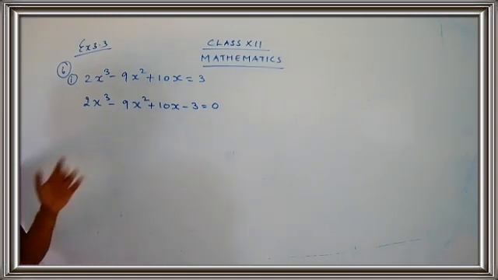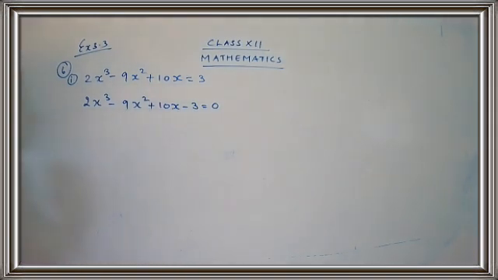Okay, children, a trial and error method. Try for both. If you get success in the first step, stop. Enough. If you are not getting success in the first step, try for one more. So we have got 2x cube minus 9x square plus 10x minus 3 is equal to 0. Now I am going to go for the first case, that is I am going to add the sum of all the coefficients.